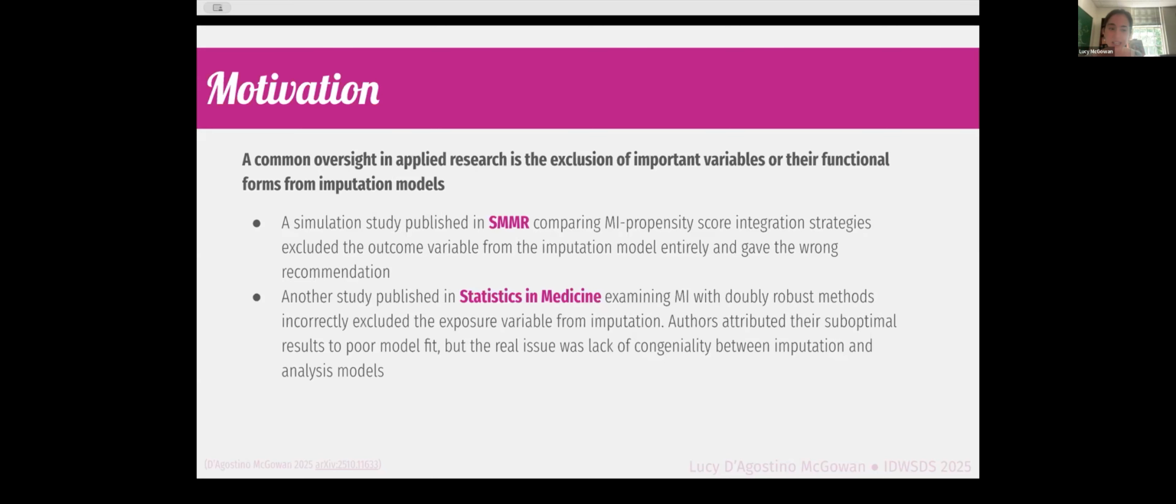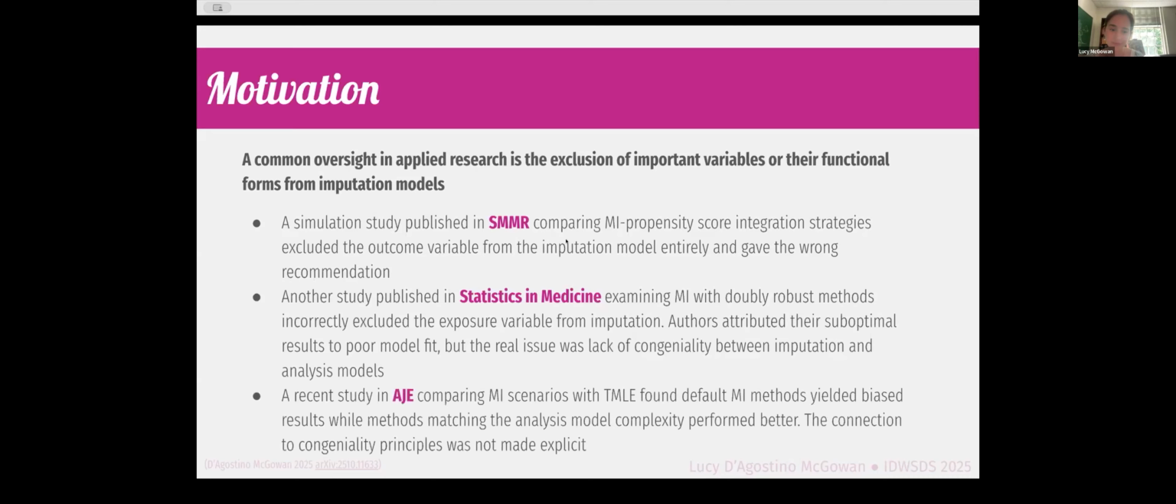The authors attributed their suboptimal multiple imputation results to maybe some poor model fit, but the real issue was probably the lack of congeniality between their imputation model and analysis model, since they had left the exposure variable out.